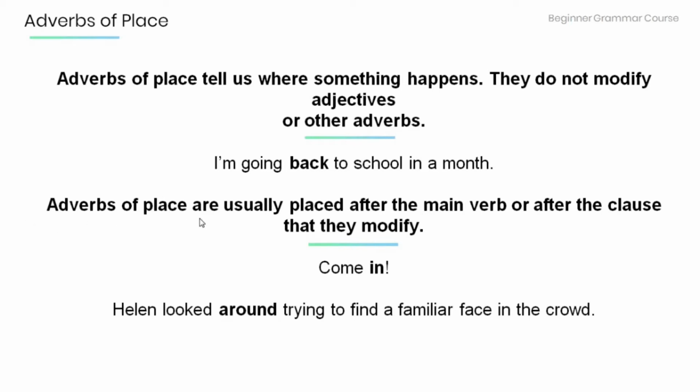Remember that adverbs of place are usually placed after the main verb or after the clause that they modify. Have a look at the examples below. Come in. The adverb in modifies the main verb come. And in the sentence, Helen looked around trying to find a familiar face in the crowd. Note that the adverb of place around modifies the main verb looked, where Helen looked.